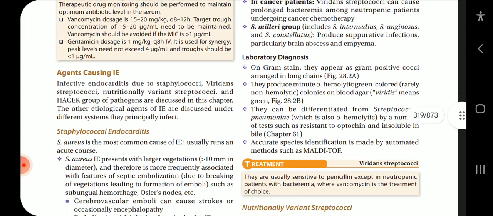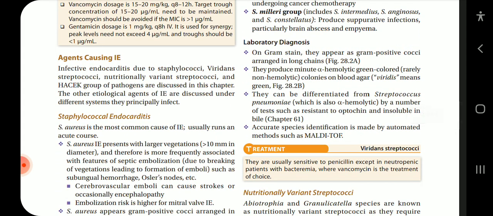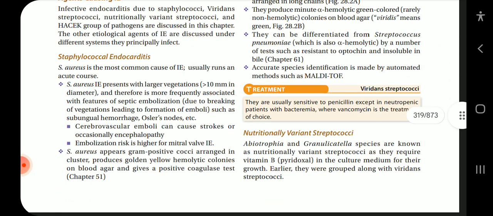They can be differentiated from Streptococcus pneumoniae, which is also alpha hemolytic, by a number of tests, such as being resistant to optochin and insoluble in bile. Accurate species identification is made by automated methods like MALDI-TOF. For treatment, most strains are susceptible to penicillin, and resistant isolates may be treated with penicillin plus gentamicin for low level resistance, or ceftriaxone or vancomycin for high resistance.